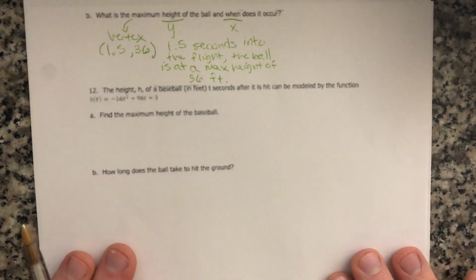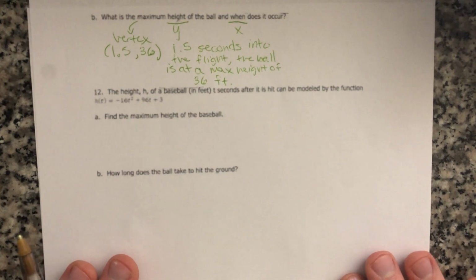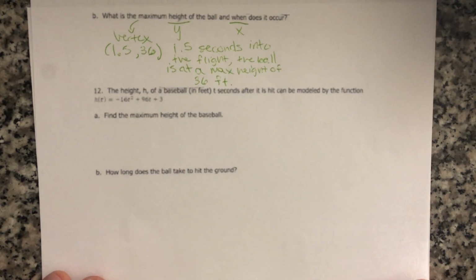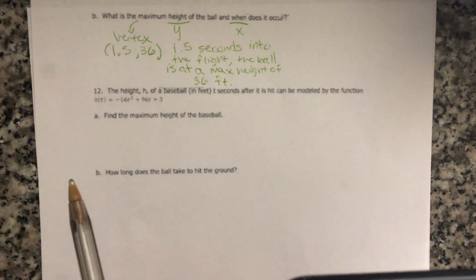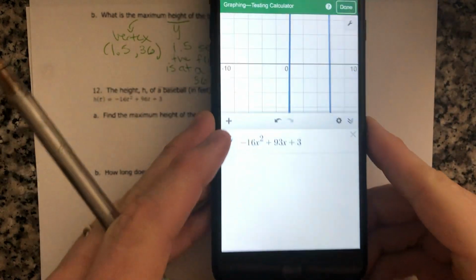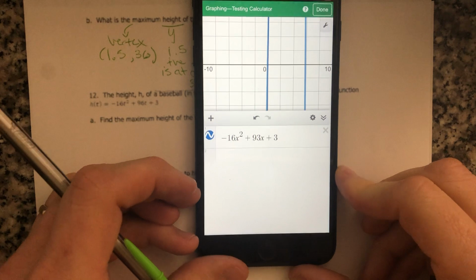Sliding down to number 12. Number 12 says the max height of a baseball in feet t seconds after it is hit can be modeled by the function h of t equals negative 16t squared plus 96t plus 3. So, once again, I'm going to look at Desmos. I'll get rid of that red graph and pull up my blue graph, the one that applies to this question.